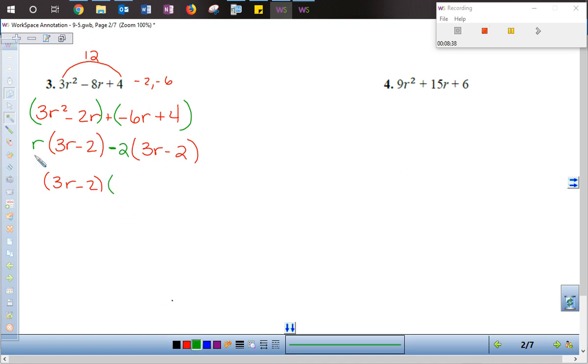And then what I have left is r and minus 2. Let's look at number 4. The first thing I want to check for is the greatest common factor. So 9, 15, and 6.